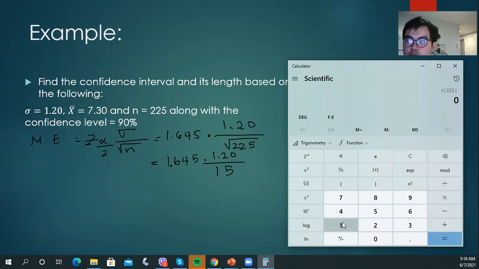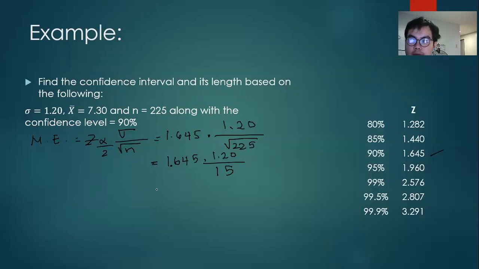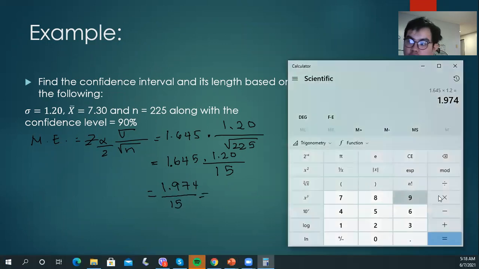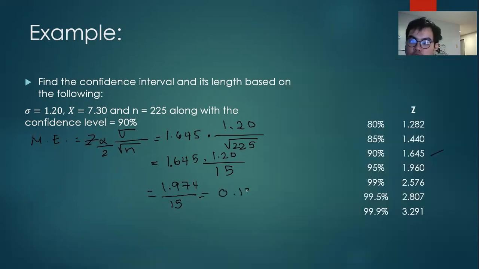We're going to multiply 1.645 with 1.2, which is 1.974, then we're going to divide it by 15. The quotient will be 0.1316. So this is the margin of error.